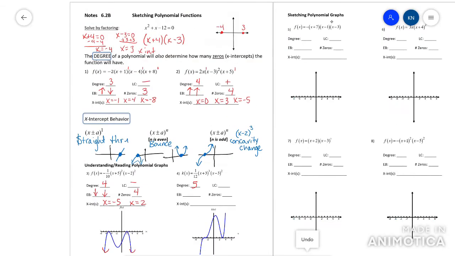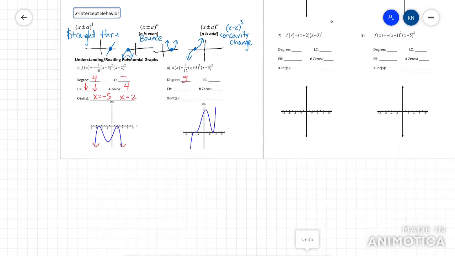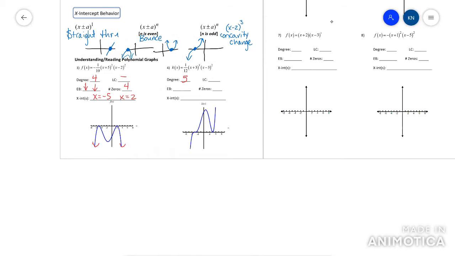My leading coefficient, okay. Sorry for the screen jumps. My leading coefficient is a positive number. So it's a positive odd function. That means my end behavior is a down up. And my x-intercepts, again, I'm setting this equal to 0 and solving. So I'm going to have one at x equals negative 3 and one at x equals positive 3. See, negative 3, positive 3.